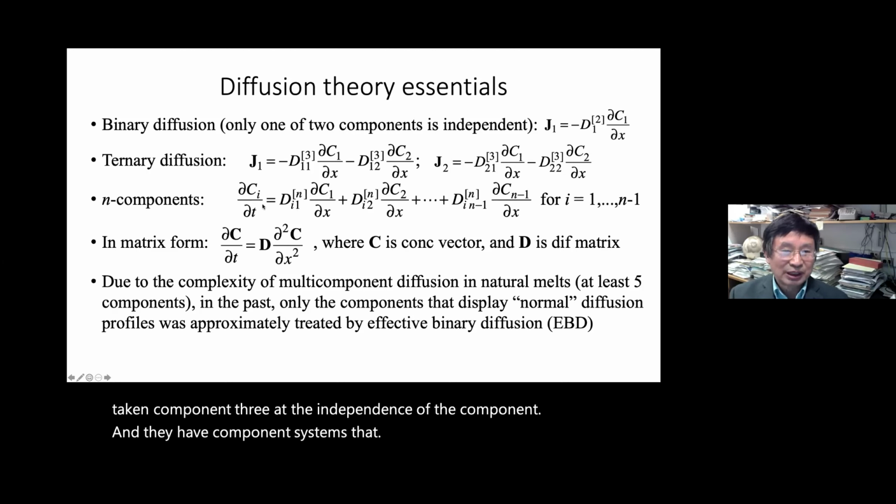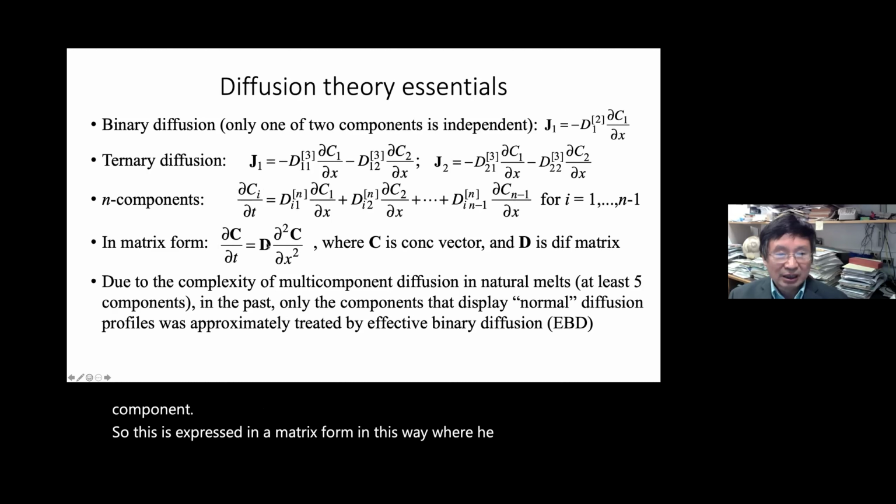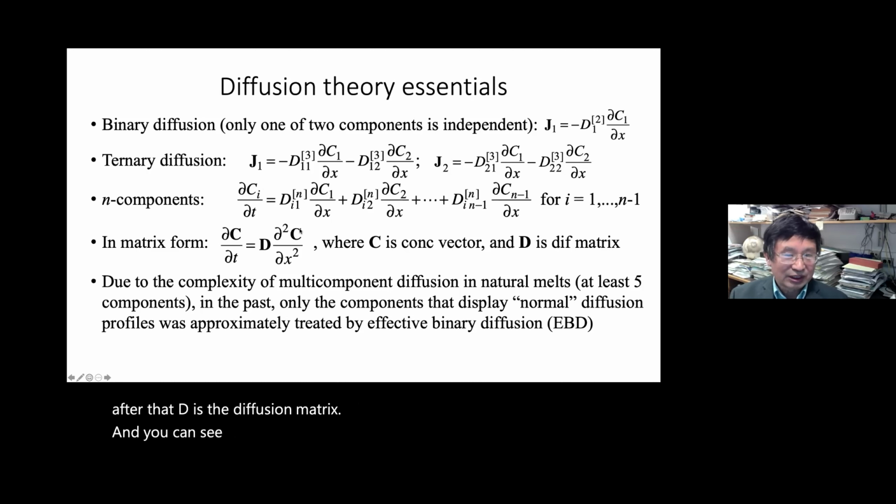actually this should be J_i. J_i depends on the concentration gradients of the n-1 components. This is expressed in matrix form in this way, where C is the concentration vector and D is the diffusion matrix. And you can see this kind of diffusion equation is very complicated.